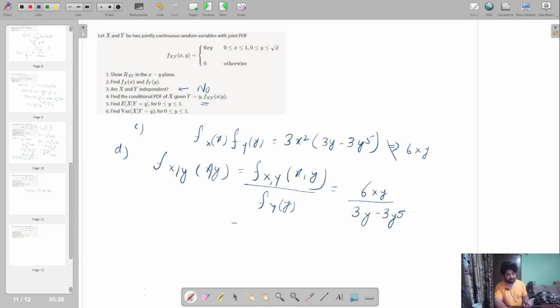If you solve this, you will get 2x/(1 minus y^4), which is the conditional PDF for the range of x from y² to 1. And why is y² coming? Because we have y ranging from 0 to the square root of x, which we can always convert and get through this. All right, so we have solved this one. Let's move to the next one now.